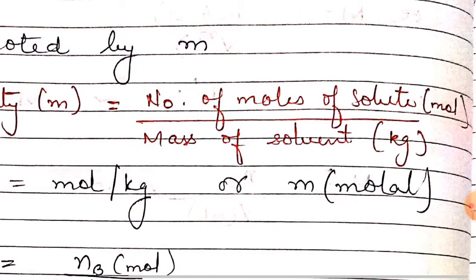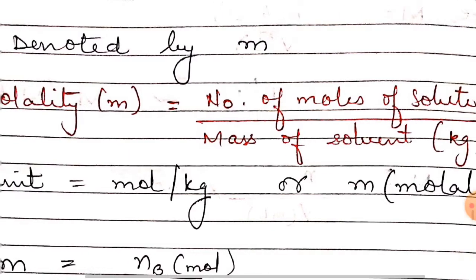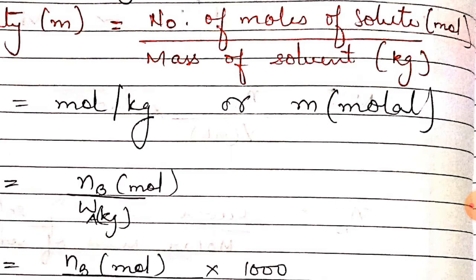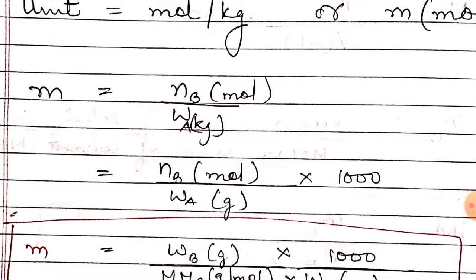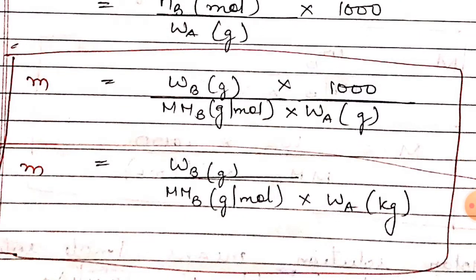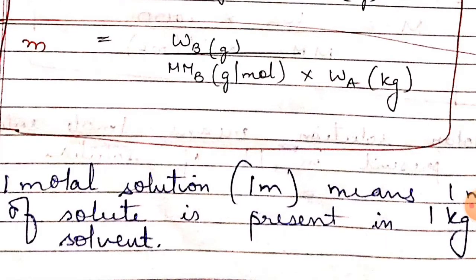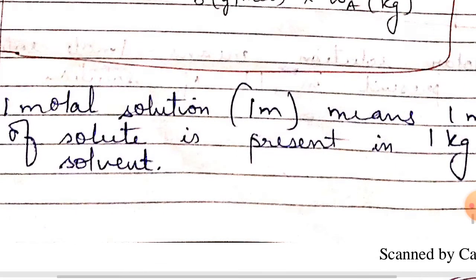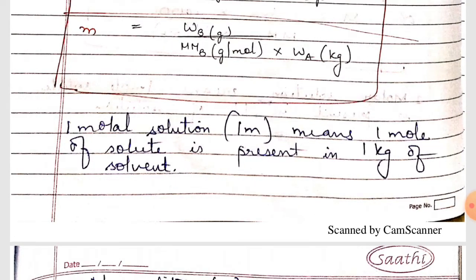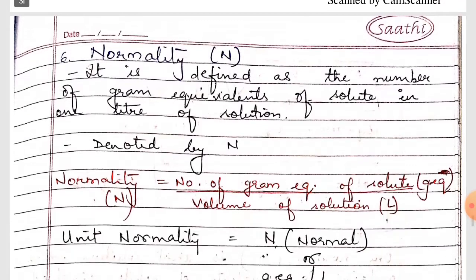Molality is equal to number of moles of solute upon mass of solvent. So its unit is mole per kg or small letter m, which means molal. It can be written as nB upon WA, mass of solvent. If it is in gram, to convert into kilogram we multiply by 1000. Or molality is given by mass upon molar mass into mass of solvent into 1000. And 1 molal means 1 mole of solute in 1 kg of solvent. So this is molality. Next term is normality.